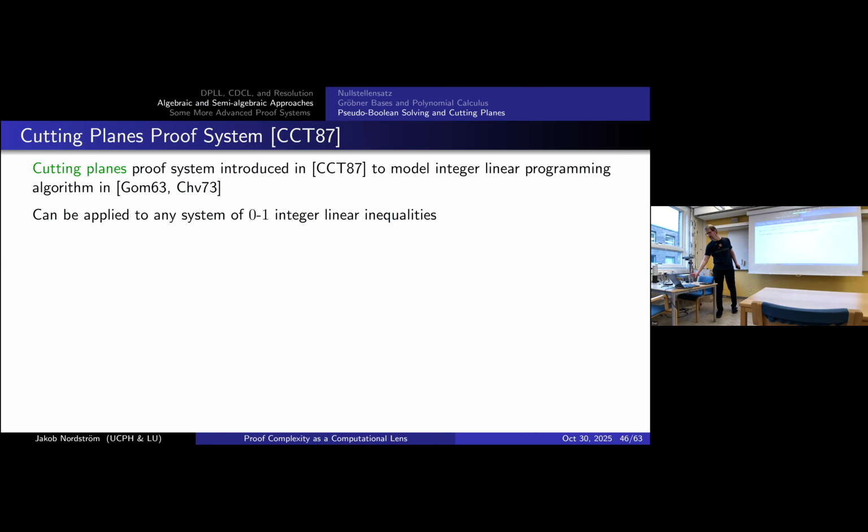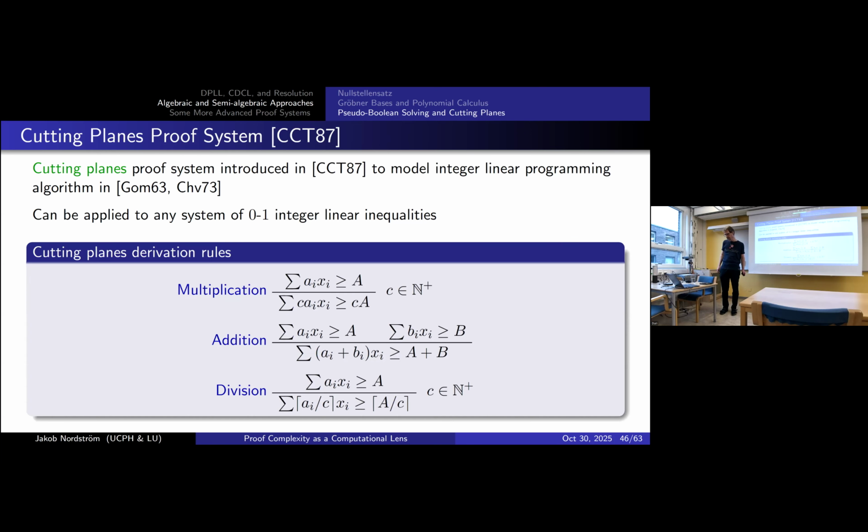And then we define a proof system for this, the so-called cutting planes proof system, which was introduced to model basically integer linear programming algorithms. By our translation of CNF to 0-1 integer linear inequalities, we can apply this to solve SAT, but we can also apply it to any set of 0-1 integer linear inequalities, not necessarily SAT.